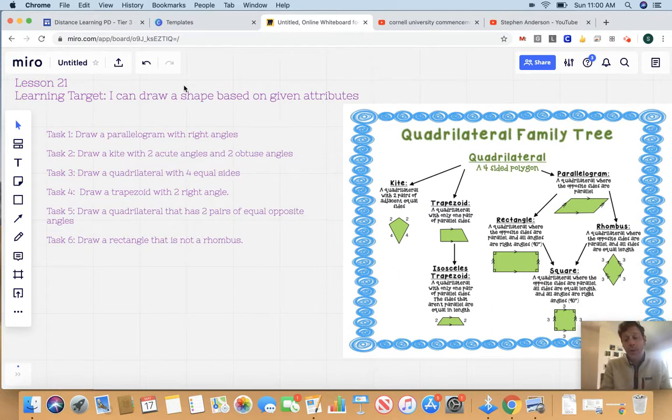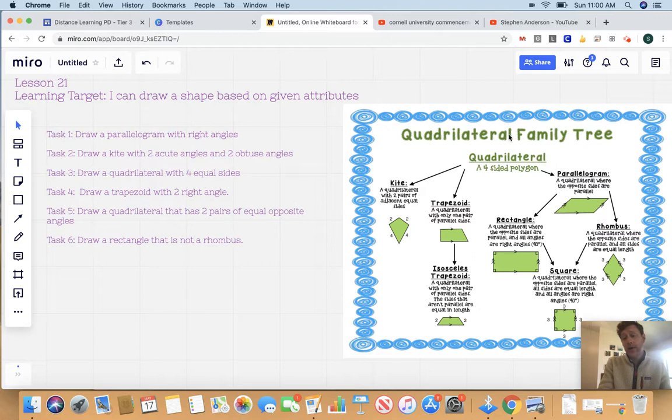So when you hear the word quadrilateral, it's my expectation that you are hearing inside of the word quadrilateral this prefix quad, which means four. So you're hearing that and you're understanding I am drawing a four-sided shape right now.